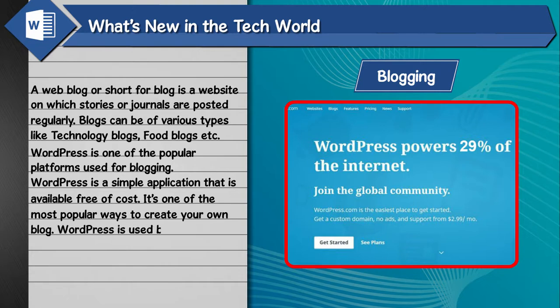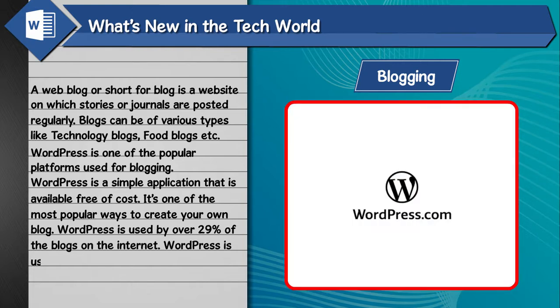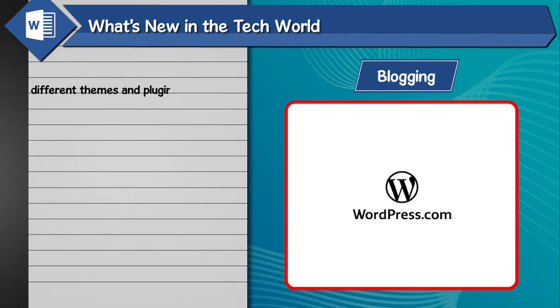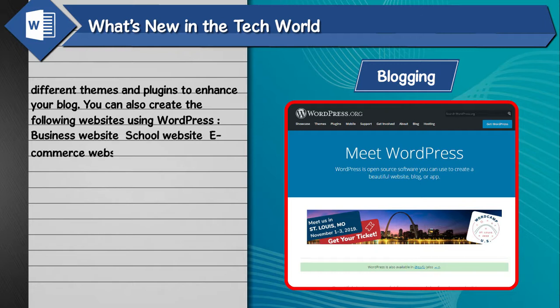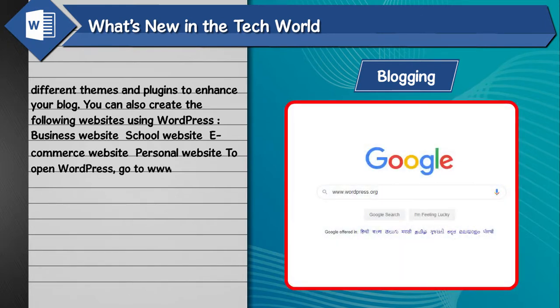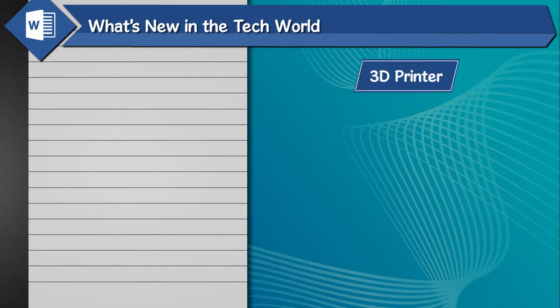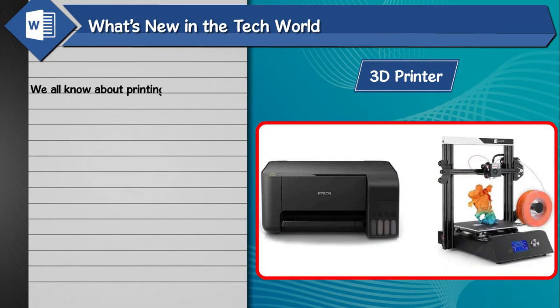WordPress is used by over 29% of the blogs on the Internet. WordPress is used both by individuals and businesses. You can choose from WordPress's different themes and plugins to enhance your blog. You can also create the following websites using WordPress: business website, school website, e-commerce website, personal website. To open WordPress, go to www.wordpress.org.